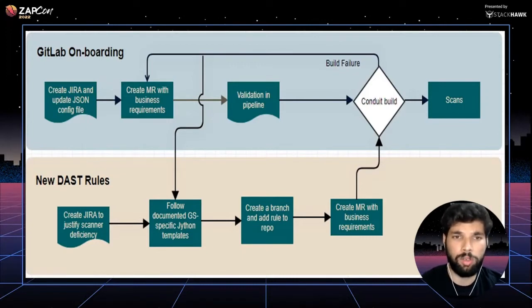We have a lot of stateless pods, and the scans get triggered there. After the scans are started, all the downstream services get activated, and we push it to ticketing services. We push it to development teams from there, and our ML models. And if your conduit build fails, you have to repeat the process.